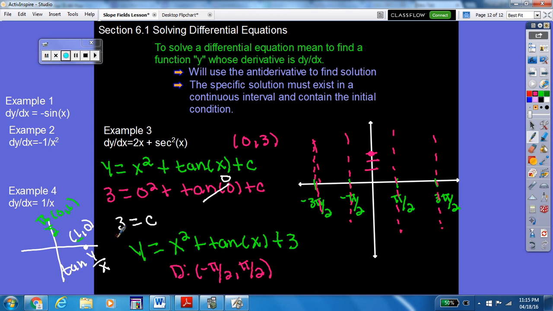And that's it. So again, anytime your answer has a discontinuity, you have to pick an interval that contains the initial condition in order to get 100% of it correct. The equation is not good enough. It has to be the equation plus that domain. If there are no discontinuities in your answer, and in your derivative, then don't worry about it. No problem. You just give the equation.